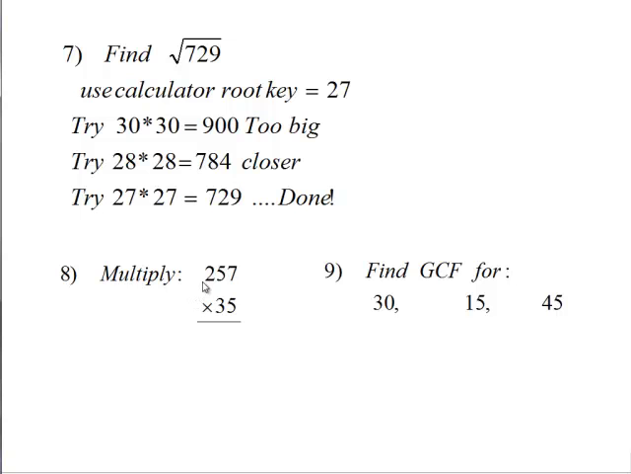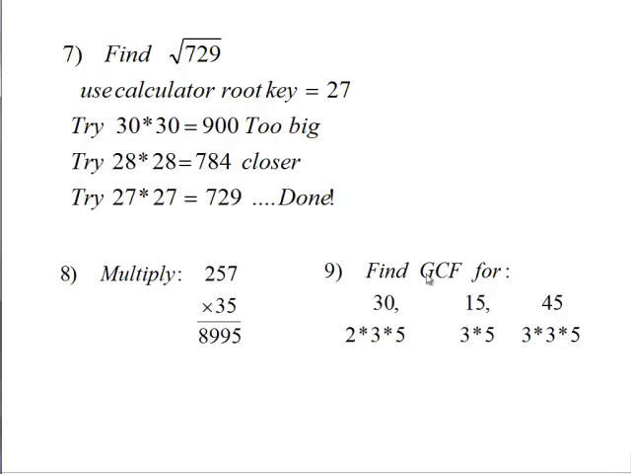Okay, multiply, type in your calculator. 257 times 35 should be 8995. Finding greatest common factors. First, you break down the numbers like we did earlier, divide by 2. And it should go once, then you should have 3 and 5. 15 is 3 times 5, and 45 is 3 times 3 times 5. Then you can divide by 3 again, and then you have 5 left.